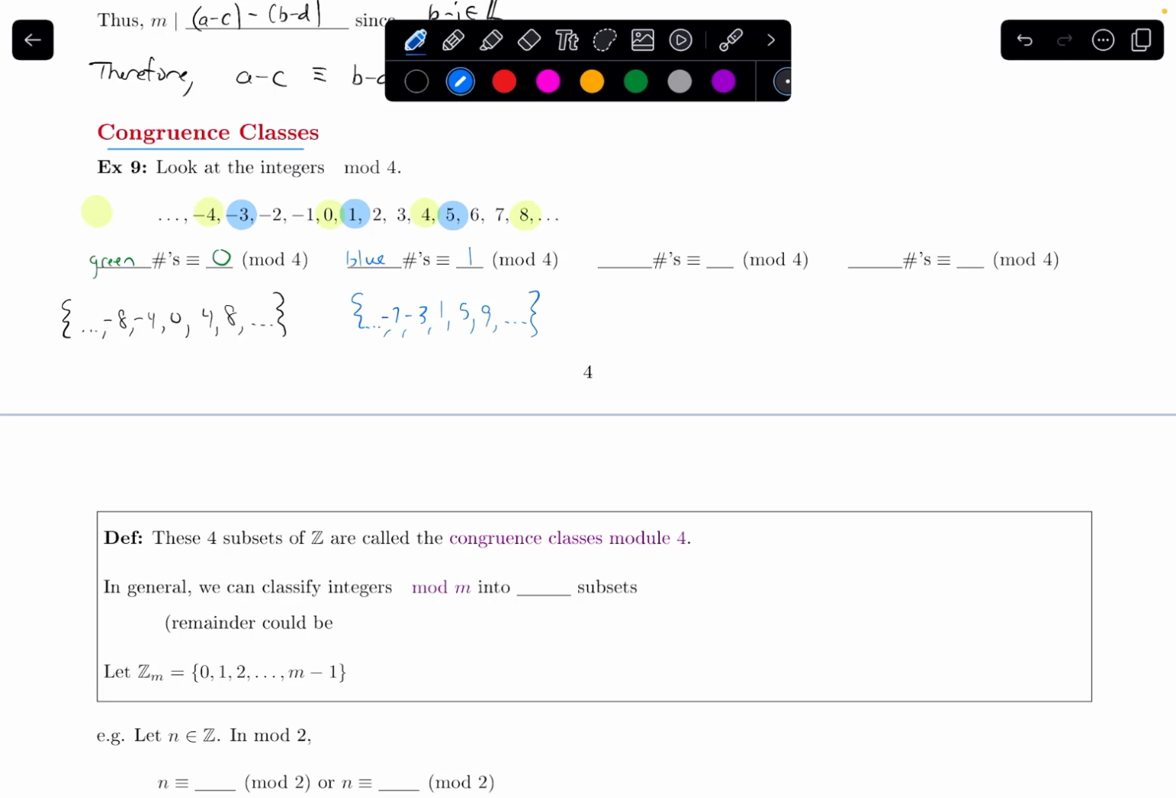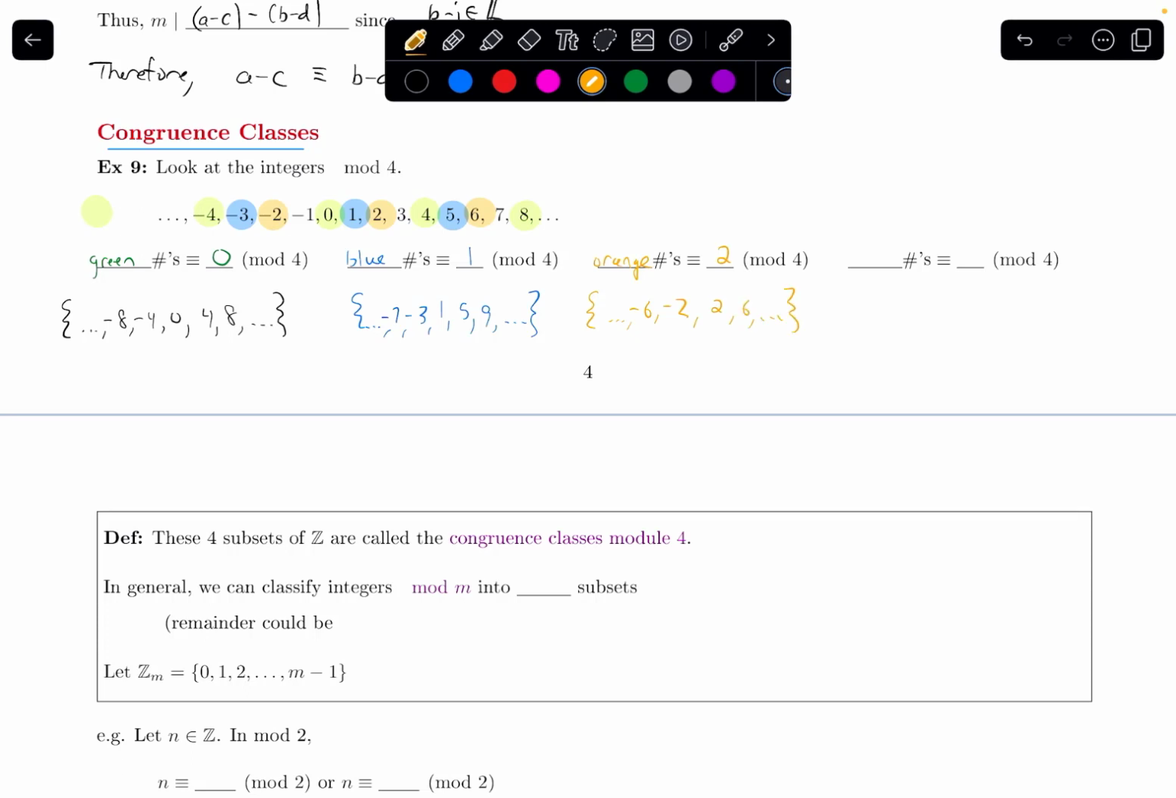We have 2 more groups. The next group is where the remainder is 2, like 2 and 6. The next one would have been 10 in this direction. If I went in the negative direction, I'd have -2. These orange numbers all have the same remainder as one another, and their remainder is 2. So these orange ones are numbers like -6 and -2. I could keep going this way, and then +2 and +6 and so on.